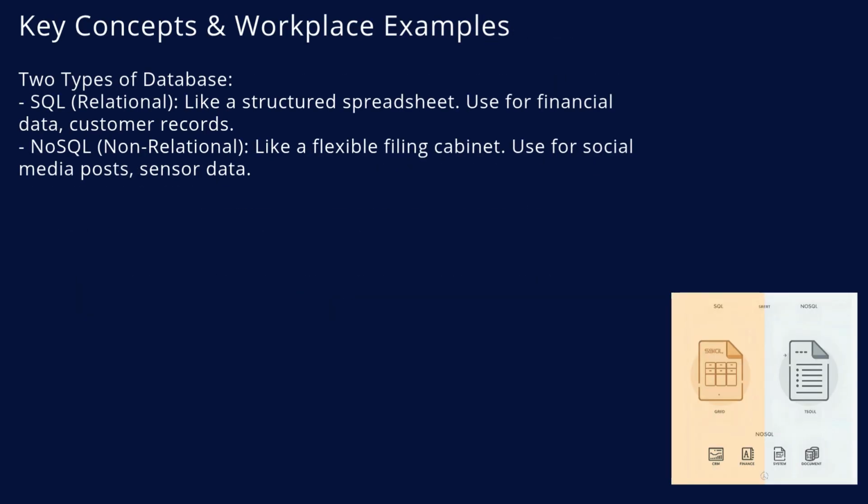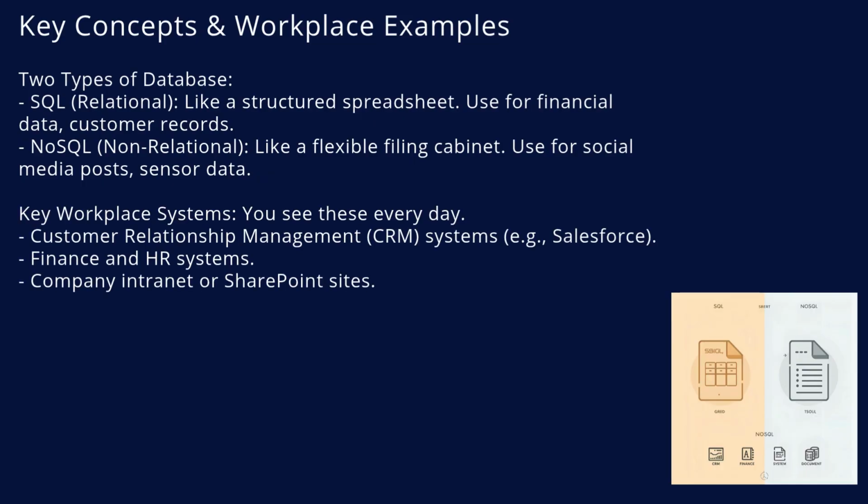There are two key concepts you need to grasp. First, there are two main families of databases. SQL databases are like rigid spreadsheets, perfect for structured data like sales figures. NoSQL databases are like flexible filing cabinets, great for less structured data like website comments. Second, you interact with these systems all the time, even if you don't realize it. Your company's CRM, its HR system, even its SharePoint site are all types of data management systems.